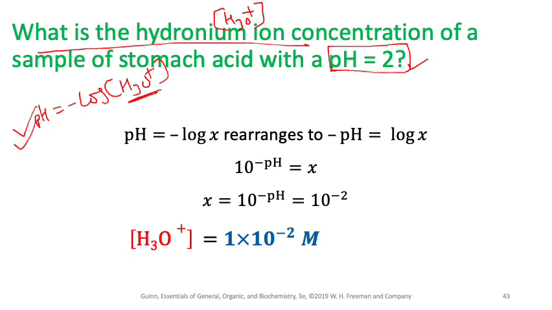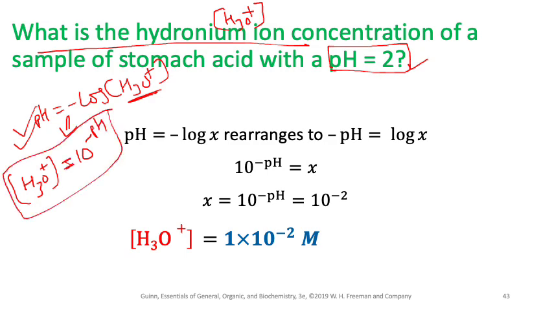So we have to reshuffle this equation a little bit. After reshuffling this entire equation, I can say H3O plus concentration is equal to 10 raised to the power negative of the pH value. Right? So this is not a new equation. I just reshuffled the original equation. So let's try to solve this problem. H3O plus concentration is going to be 10 raised to the power negative of the pH number. What's the pH number given? 2.